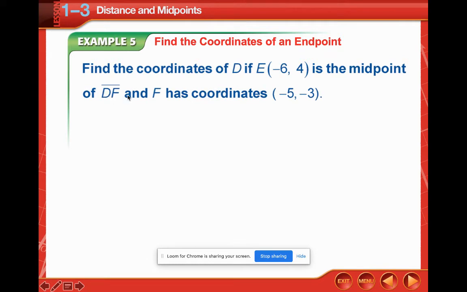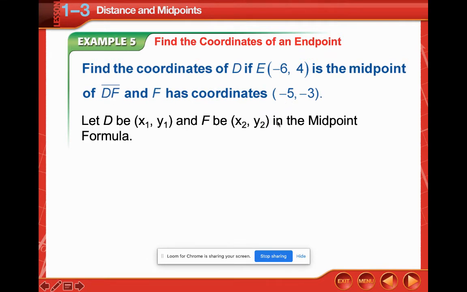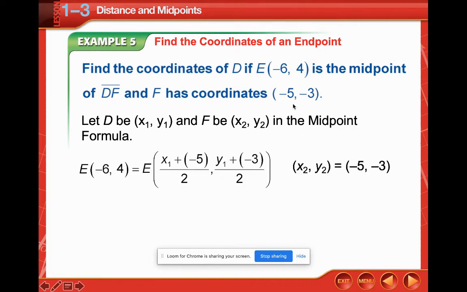So the segment is DF, and F has coordinates -5, -3. The first thing we're going to do is label it. D is going to be x1, y1, which we don't know. F is going to be x2, y2, which we do know. So -5 is going to be x2, -3 is going to be y2. E we already know is -6, 4. So we just put it in the equation and we just solve backwards.